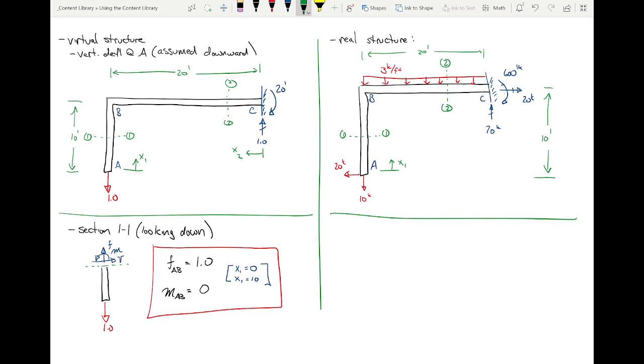only need one function to fully define over here and only one function to fully define over here, right? Let's look at this section 1-1 because I really want this to be clear. So here's the member. Now we've got the real loads. We've got 10 kips, and here's the section cut. And now we've got this, and this.